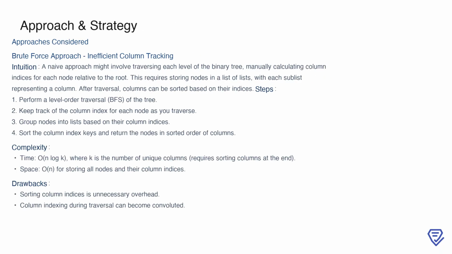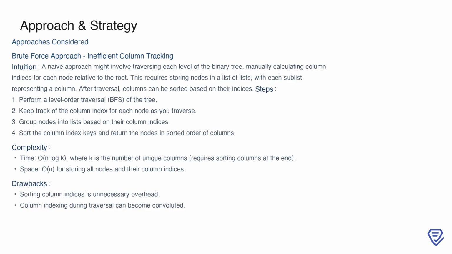When tackling the problem of binary tree vertical order traversal, one possible approach to consider is a brute force method. The intuition here is to traverse the tree level by level while manually calculating the column index of each node based on its position relative to the root. During this traversal, we would group nodes into separate lists according to their column indices. Once all nodes are processed, we would sort these column indices and return the nodes in the order of their columns.